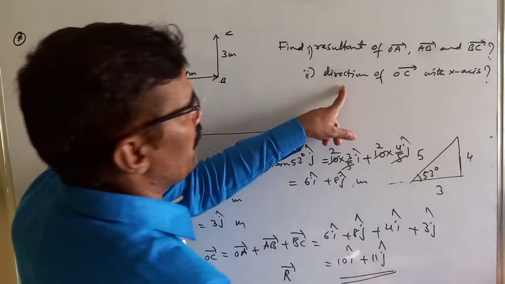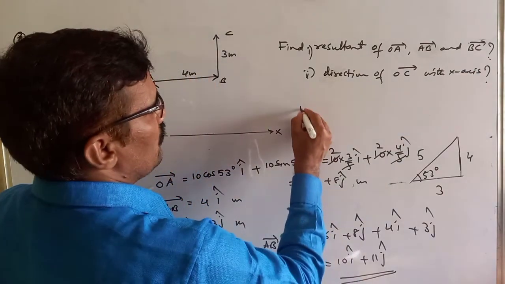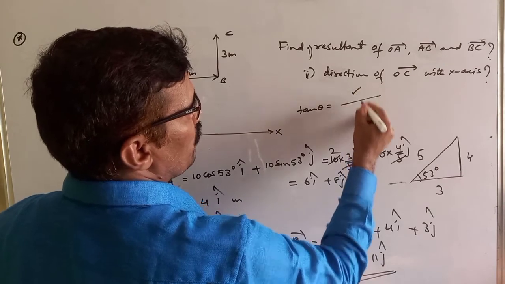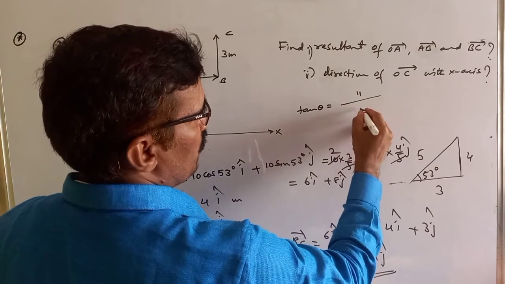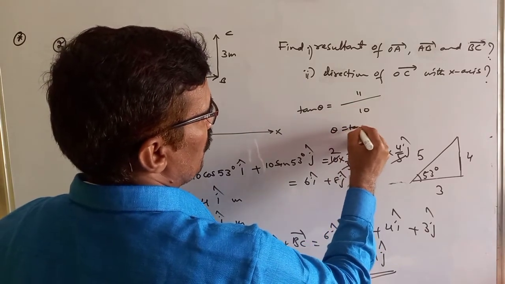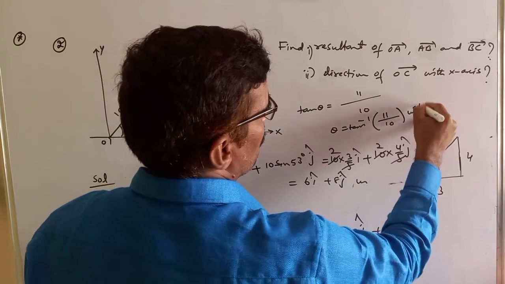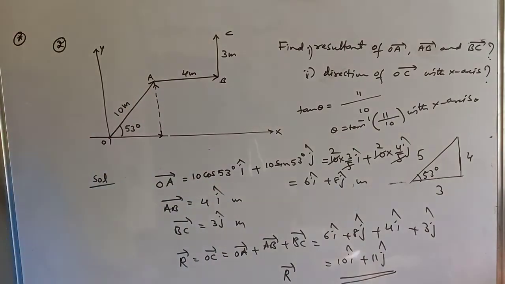That's why the angle made by the resultant with the x-axis: tan theta equals y component by x component. The y component is 11, the x component is 10. Theta equals tan inverse of 11 by 10 with the x-axis. Okay, got it.